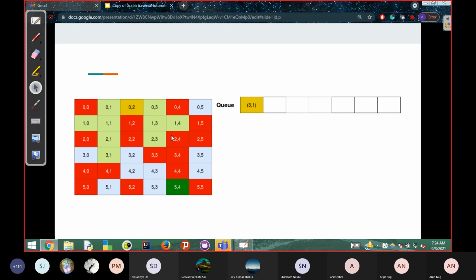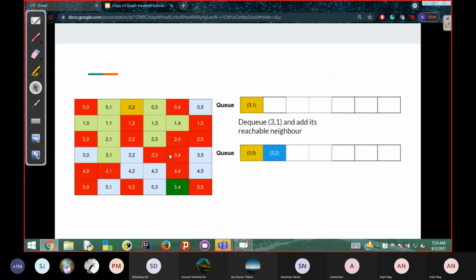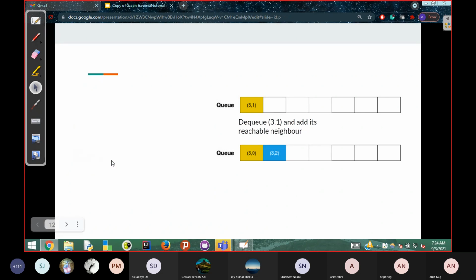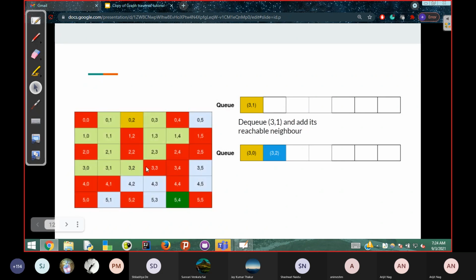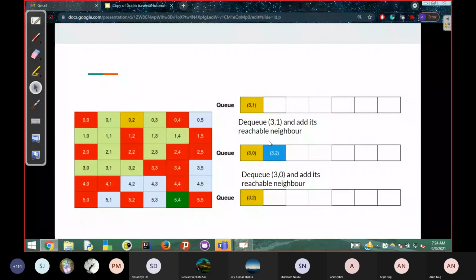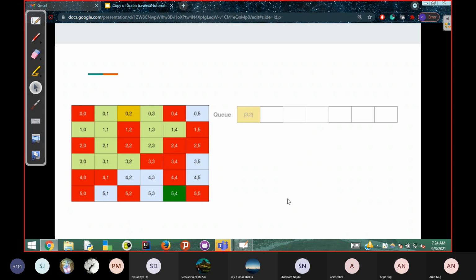Okay. So again, the queue situation is 3-1. Now we have two options, 3-0 and 3-2. So we are adding 3-0 and 3-2 to the queue and also marking them green, so they are already visited. Now we are removing the front of the queue, which is 3-0, but 3-0 doesn't have any reachable neighbor, so we don't need to add anything. Now this is the state.